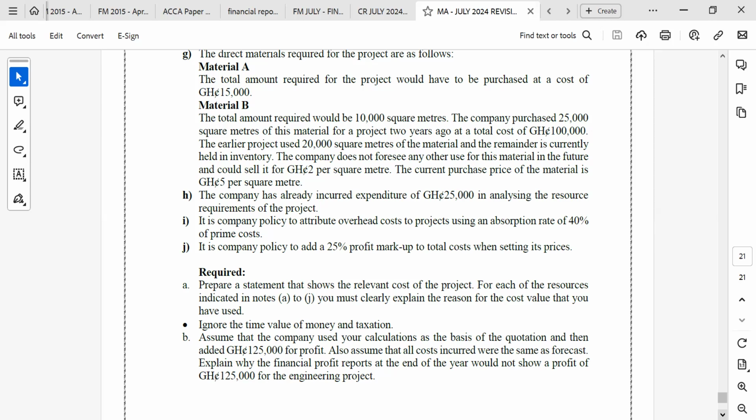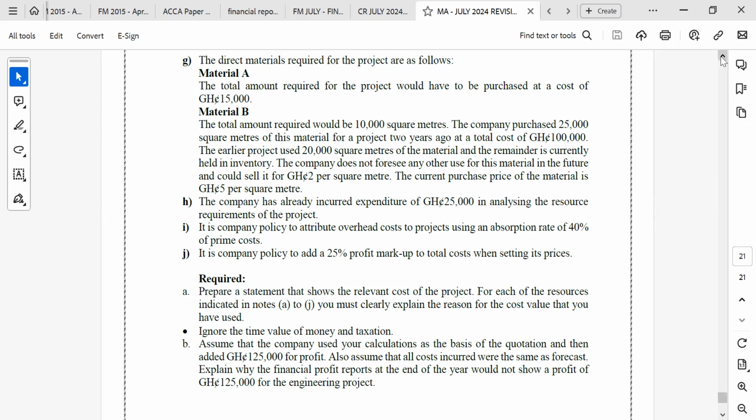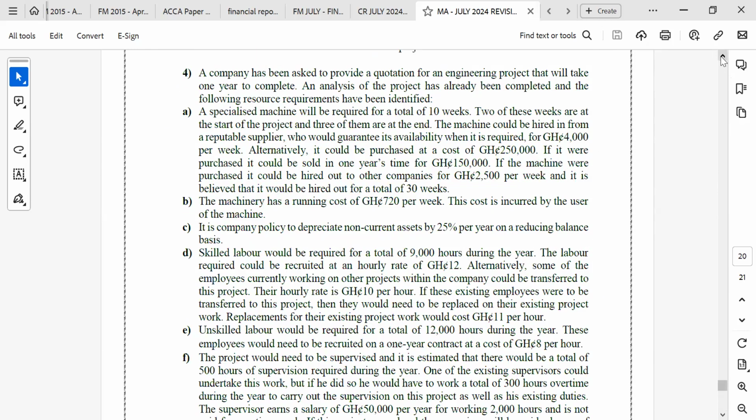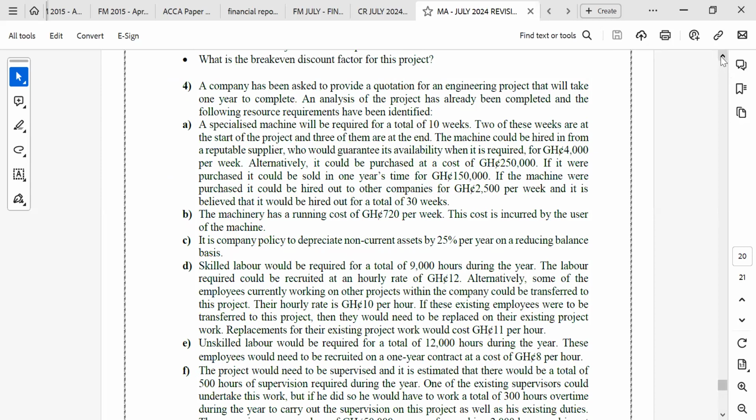Okay, thank you, sir. This is a relevant costing question, and in relevant costing, we only use costs that are relevant to the decision. If we say relevant costs, we are saying costs that are incremental, costs that are avoidable, costs that are opportunity costs, and costs that are future cash flows.